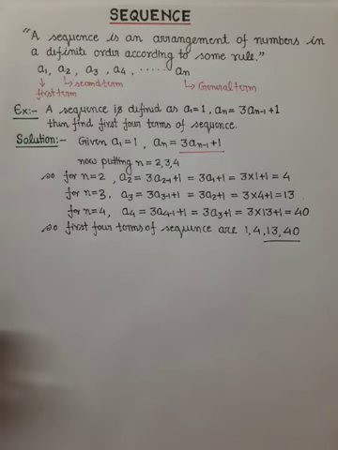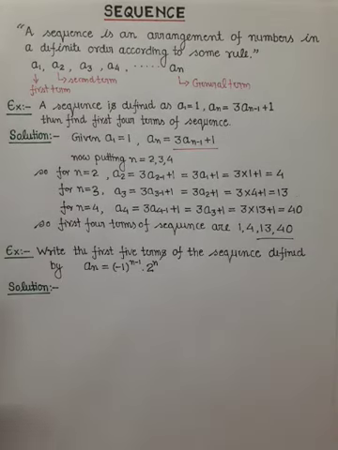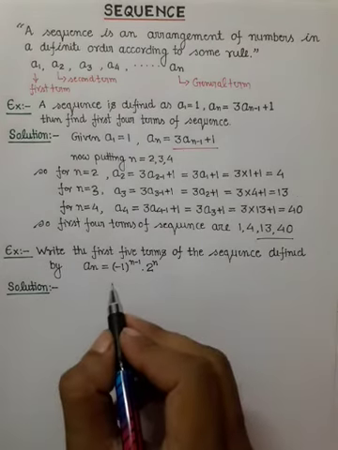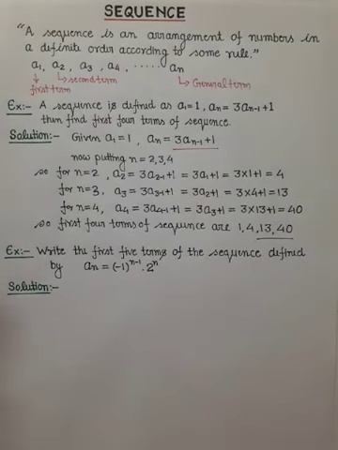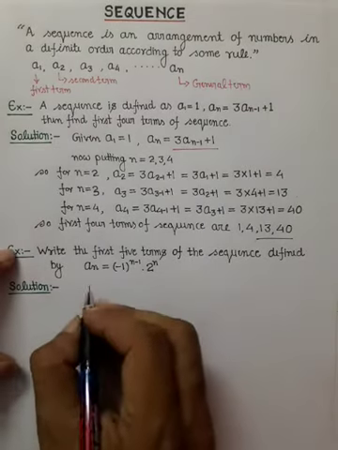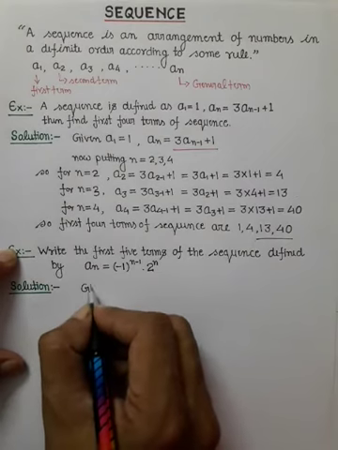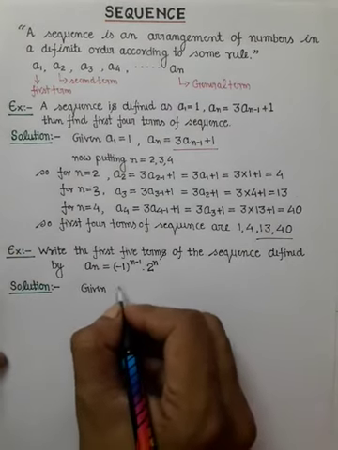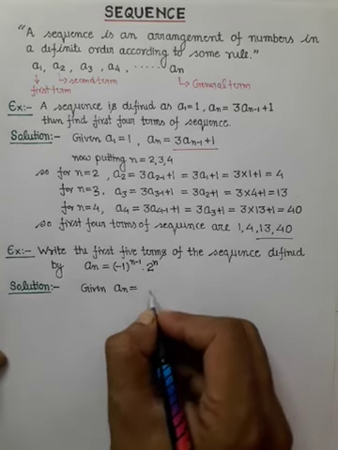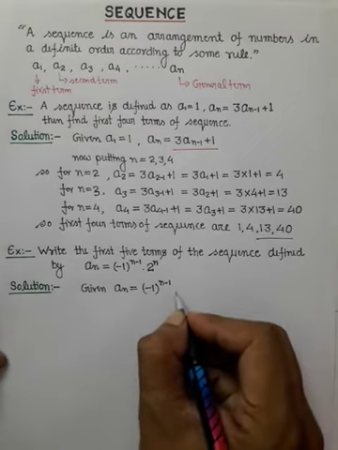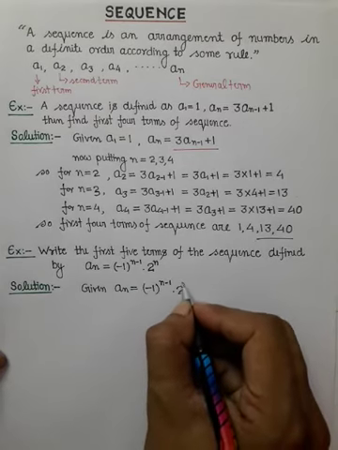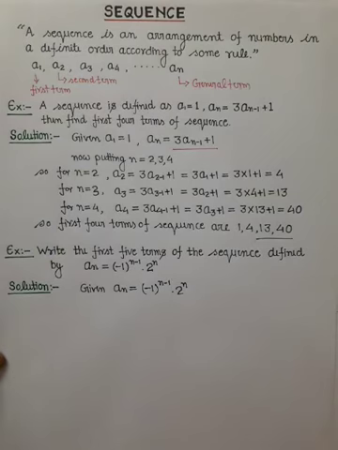So we will consider one more example. So students, this is another example. Write the first 5 terms of the sequence defined by a n is equal to -1 to the power n minus 1 into 2 to the power n. So first we will define the given values. So here we have given a n is equal to minus 1 to the power n minus 1 into 2 to the power n. So again it is considered as the general term.